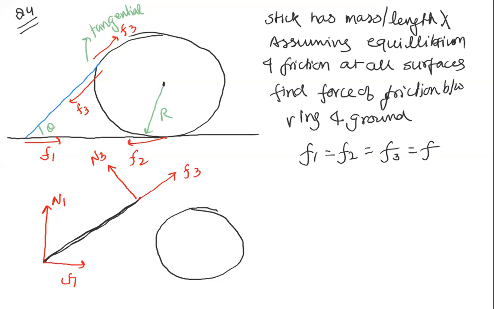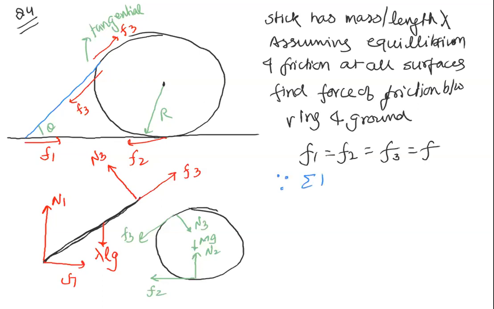For the ring, different color. F2, N3, F3, G. यहाँ पे lambda L आएगा. Now please see. I will write it here.